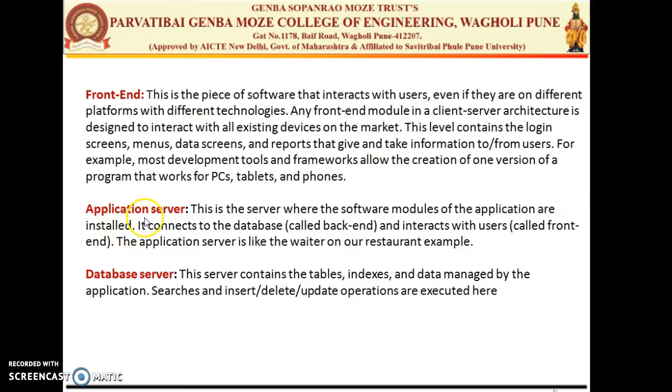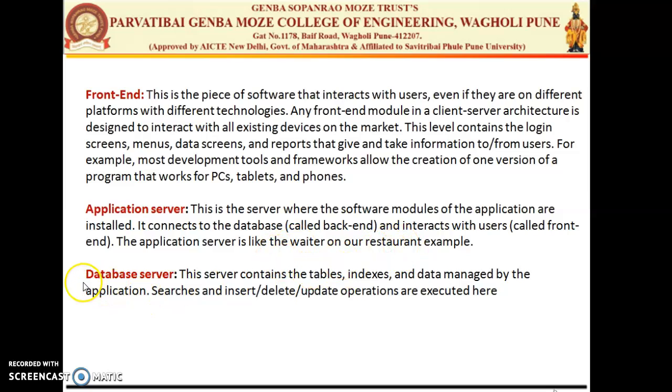The second one is the application layer. That means this is the server where the software modules of the application are installed. All the software is installed on that application server. It connects with the database, which we call the backend, and interacts with the user. This application layer is like a waiter in a restaurant who will take the request from the person, the guest, and give it to the database, or we can say give it to the kitchen, the chef. Then whatever menu is prepared, again it will be served by your waiter. So the application layer, or the application server, will act as a waiter, if you take the example of a restaurant.